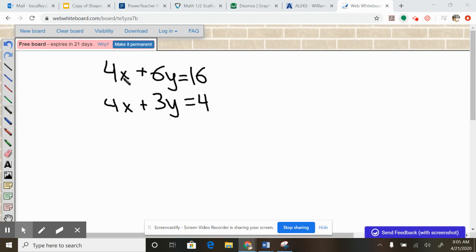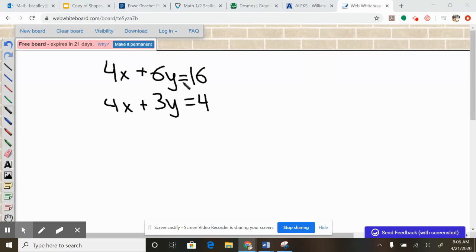In this case, if I look at the x, the coefficient's 4. If I look at this x, the coefficient's 4. They match, whereas if I look at the y coefficients, they don't match. If they don't match, we'll talk about a strategy in the next video, but I'm going to start you out with a fairly easy example.